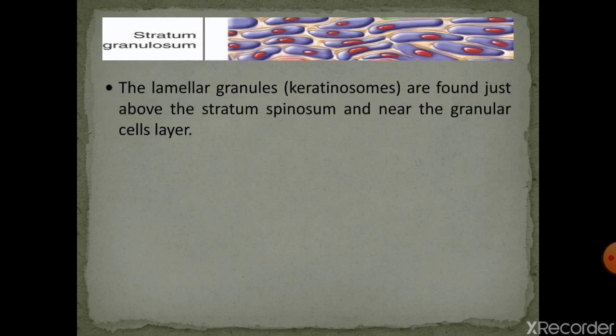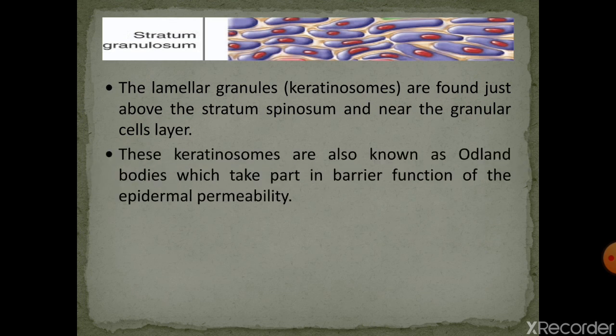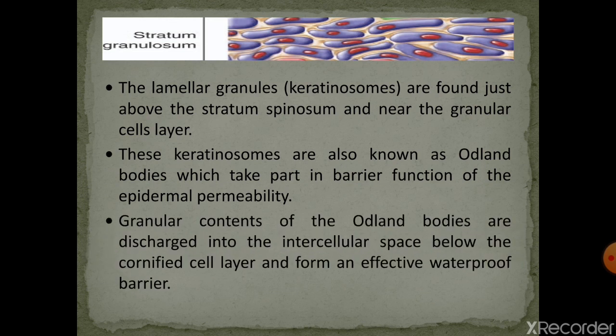And the lamellar granules, that is keratinosomes, are found just above the stratum spinosum and near the granular cell layers. These keratinosomes are also known as Odland bodies, which take part in barrier function of the epidermal permeability. And the granular contents of the Odland bodies are discharged into the intercellular space below the cornified cell layer, and form an effective waterproof barrier. It means Odland bodies form an effective waterproof barrier.